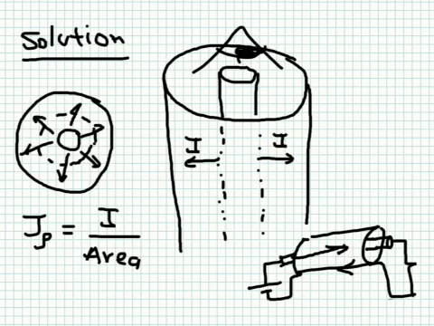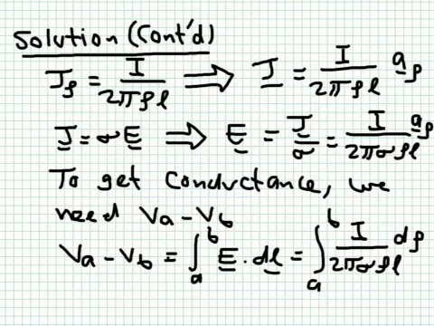So the steps will be as follows. I assume a current I flowing from the inner conductor to the outer conductor. I calculate from it the current density through a surface, and by changing the radius, the current density will become different. By knowing the current density Jρ, I can get the electric field in the radial direction, from the positive conductor to the negative conductor, or the one that's grounded. Then I can integrate from a to b to get the potential difference, and divide V by I to get the conductance. This is how things will go.